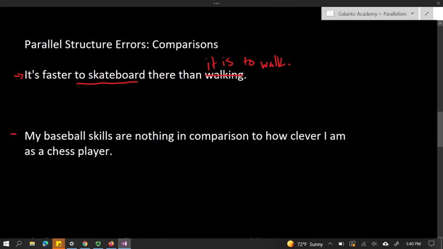And if we look at this next one, my baseball skills are nothing in comparison to how clever I am as a chess player. So we need to make sure that our word patterns match. So what are the 2 things we're comparing? We're comparing, well, A, my baseball skills, and then B, how clever I am as a chess player. Well, we could just take that out and say my baseball skills are nothing in comparison to my chess skills.